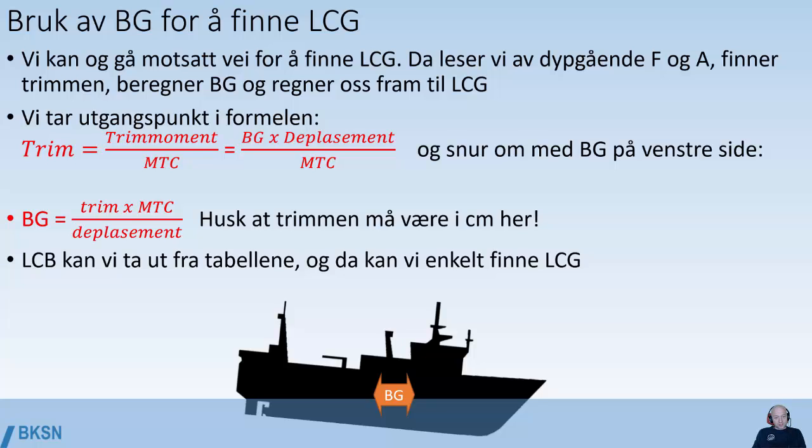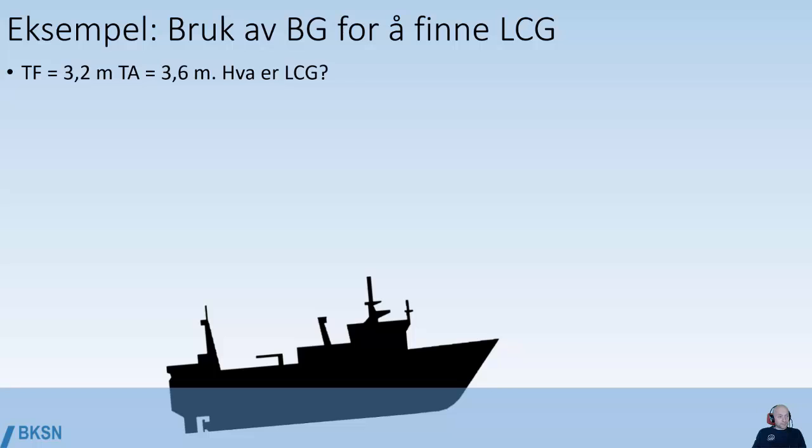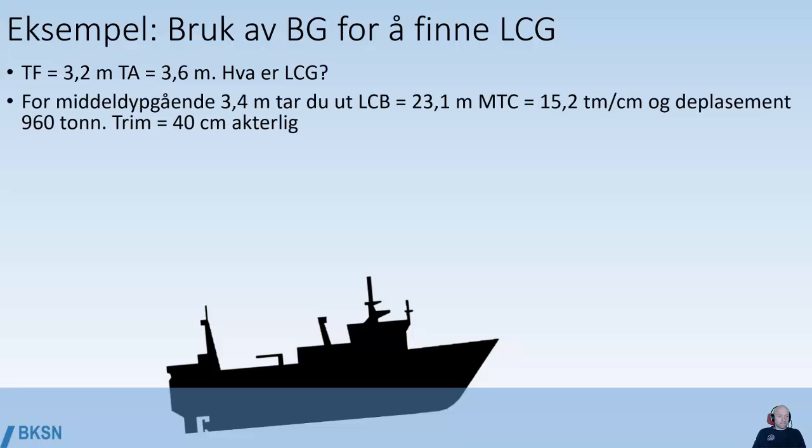LCB we can take out from the stability tables, and then we can easily find the longitudinal center of gravity. And we will look at an example. Draft forward is 3.2, draft aft 3.6. What is the longitudinal center of gravity? We have a draft midships or middle draft of 3.4, and with that draft we take out a longitudinal center of buoyancy of 23.1 meters. The MTC is 15.2 ton meters per centimeter and the displacement is 960 tons.